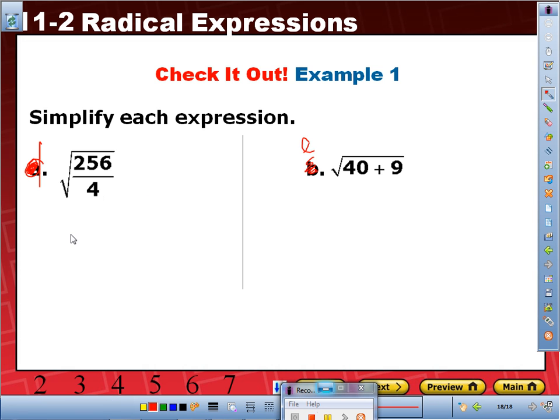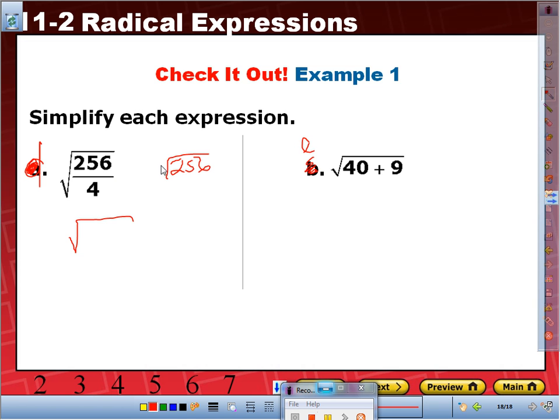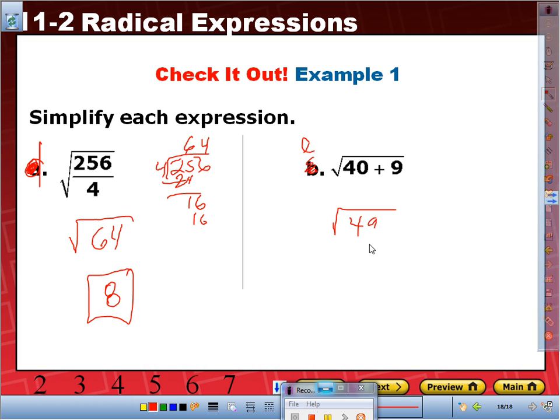Okay, here we go. Square root. We need to simplify first. Let's see. 256 divided by 4 is 64. Square root of 64 is 8. Okay. This one, simplify. Square root of 49, which is what? 7. Thanks if you got that. Okay, good. Let's do one more practice one, and then we'll move on.